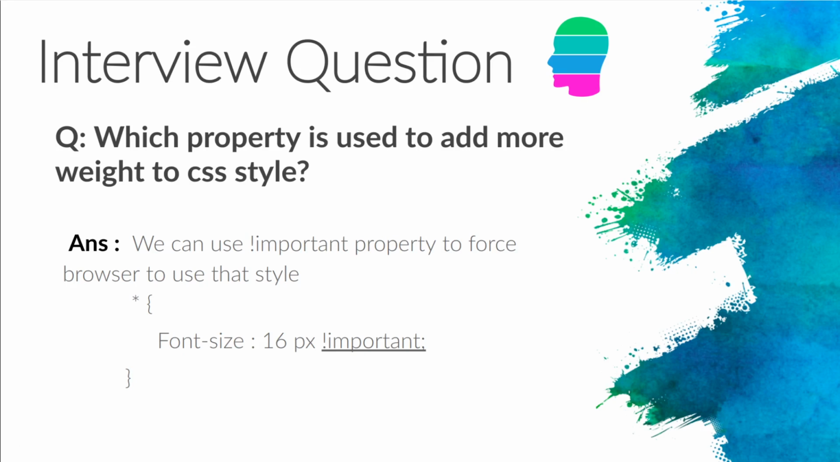So friends, that's it for this tutorial about inheritance and overriding. In the next tutorial we are going to see different types of units and colors available in CSS.